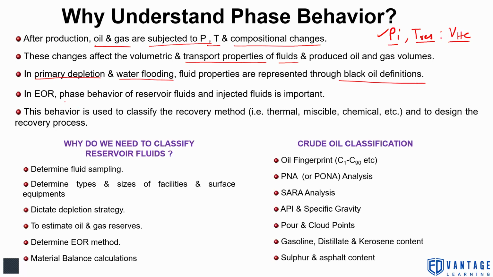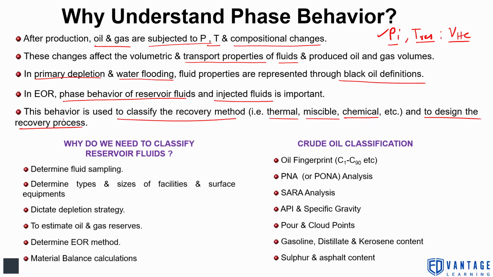In enhanced oil recovery, we look at the phase behavior of reservoir fluids and injected fluids. The primary aspect of enhanced oil recovery is that we try to go for chemical flooding, thermal stimulation, thermal flooding, or microbial enhanced oil recovery. For all of these, we need to inject something into the reservoir, so we need to understand the phase behavior of reservoir fluids as well as injected fluids, whatever you're injecting. This behavior is used to classify the recovery method, which is either thermal, miscible, or chemical, and to design the recovery process.